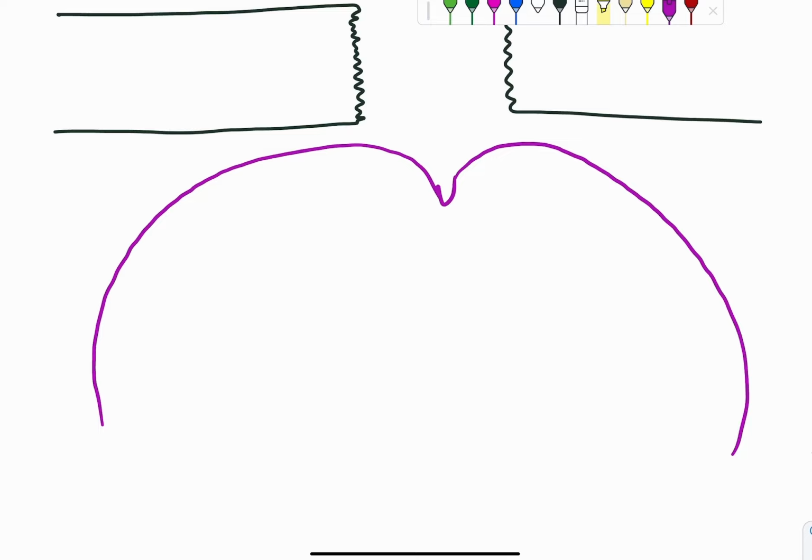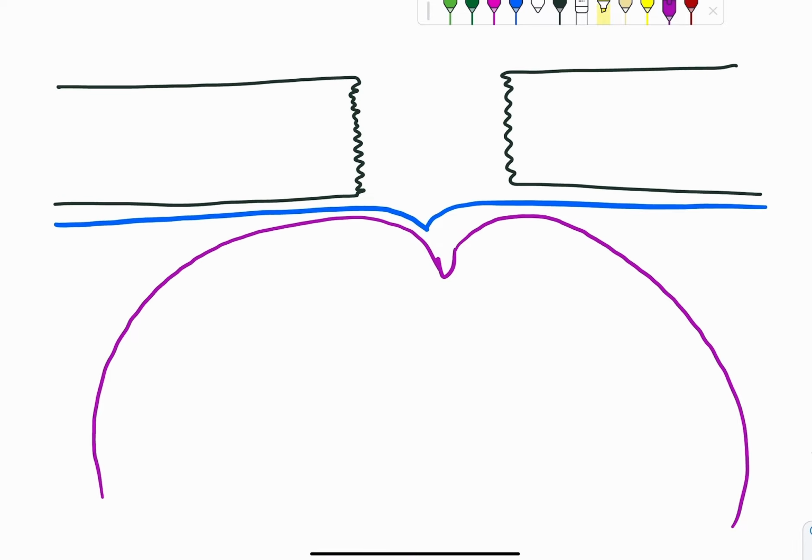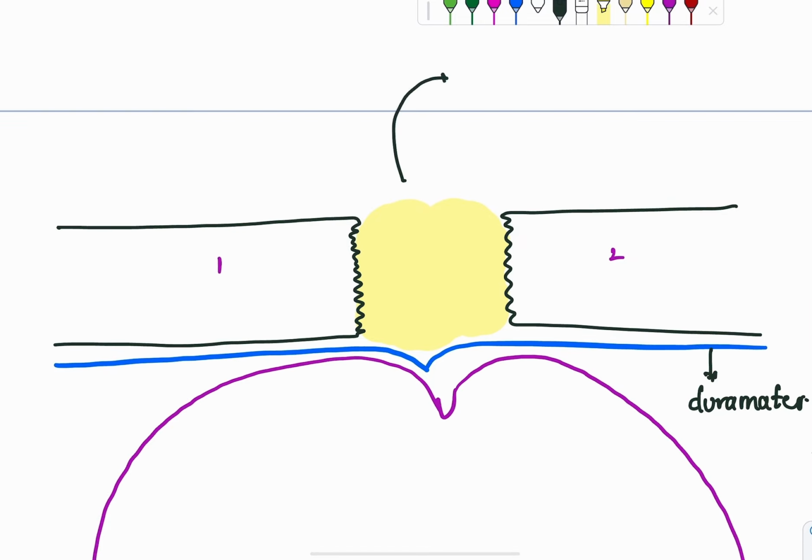You also know that the outermost covering is the dura mater. So this blue thing which I am drawing is the dura mater. Now, this is one bone, this is the second bone. In between both the bones, you have some kind of tissue here, and this is called mesenchyme. So this tissue is located between two skull bones and the dura mater. Listen carefully, this is the dura mater. So between two skull bones and the dura mater, this is your mesenchyme.